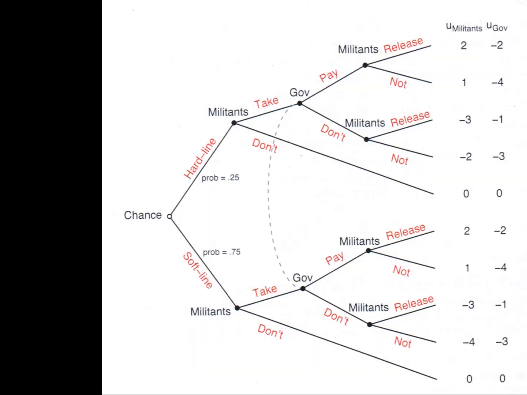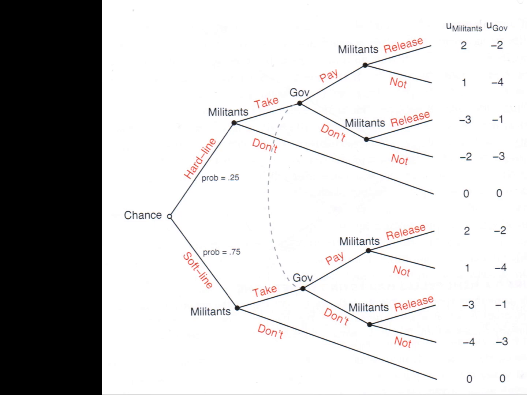So here we have an extensive form game representing a hostage taking. In this game, chance plays first, determining whether the terrorists are soft line or hard line. Militants then decide whether to take hostages or not. Then the government chooses whether to negotiate with the terrorists or not. And then the terrorists choose whether to release the hostages or not. So this is the sequence of decisions. It's not the sequence of solutions.